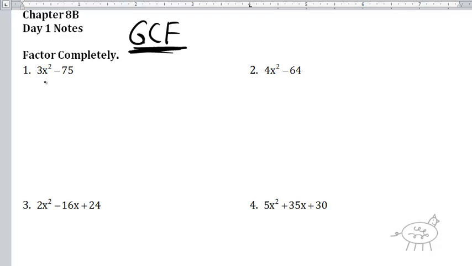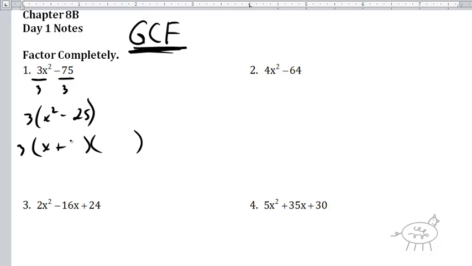So in this one here, you guys, if you're not sure, divide it out. And this one, 75 divided by 3 is 25. So it's 3 times x squared minus 25. And now I can factor that x squared minus 25 to x plus 5, x minus 5. And that's it.